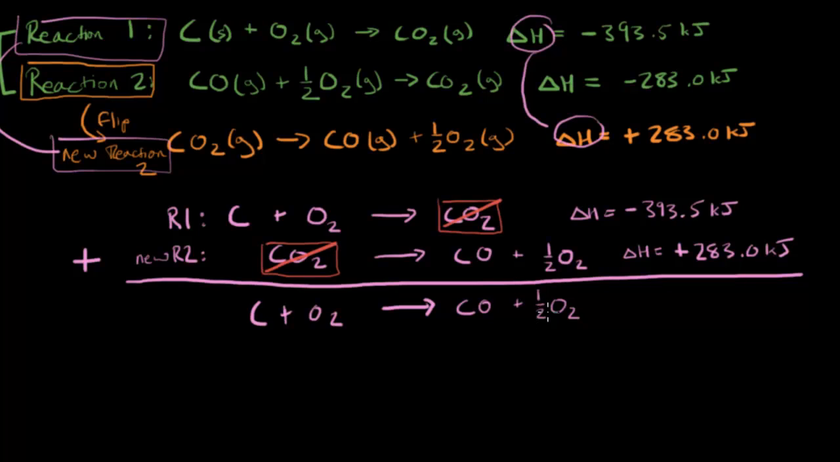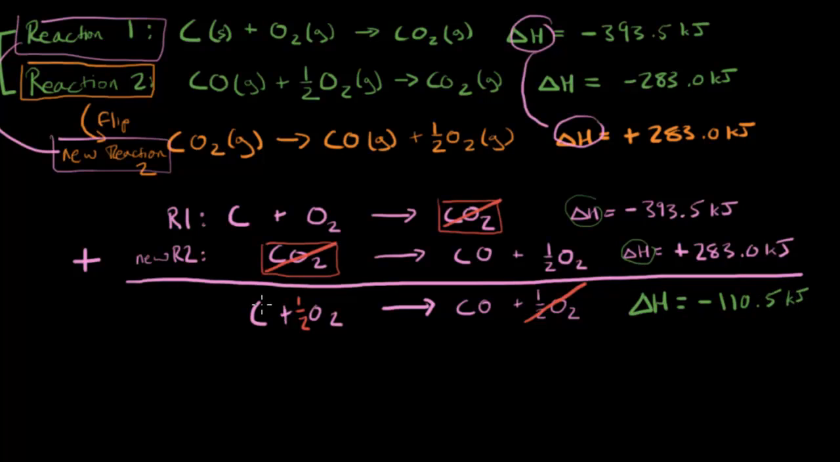So the way to get rid of that is that I'm going to subtract this half oxygen from this side, which will give me only half an oxygen left on this side. Because I had one, I subtracted the half, so now I have half an oxygen left on this side. Now I also need to add up these delta H's. So negative 393.5 plus 283 kilojoules is going to give me a delta H for the overall reaction that is showing up on the bottom here of negative 110.5 kilojoules.